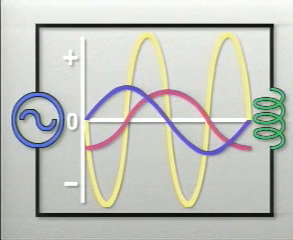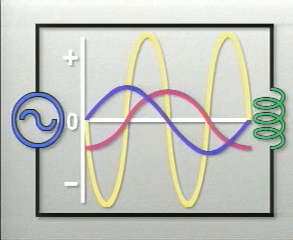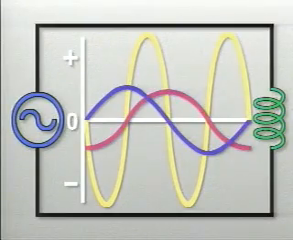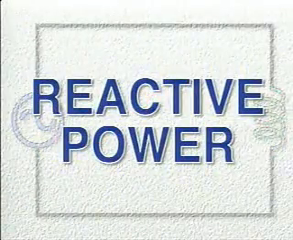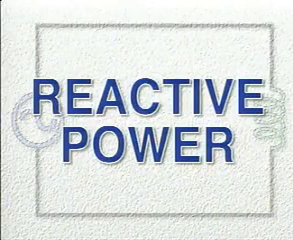So in a purely inductive circuit, power just goes back and forth between the power source and the inductive device. No power is used to do work, so there's no power that we can identify as true power. The power in a purely inductive circuit is only reactive power.